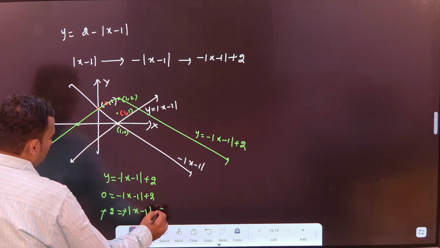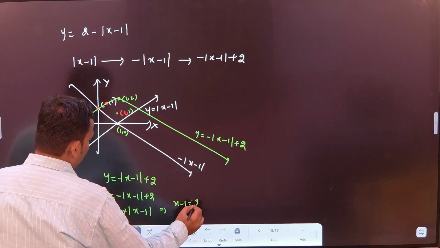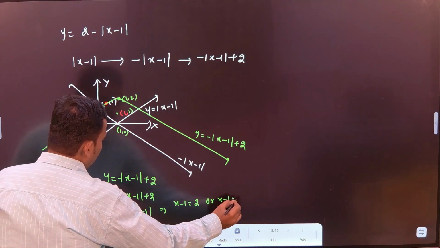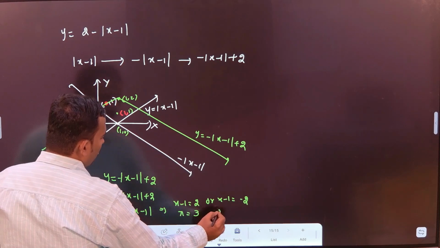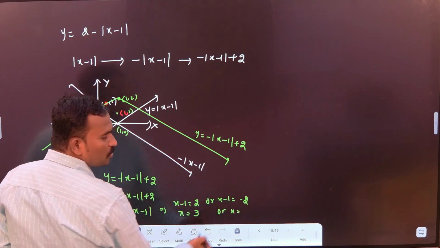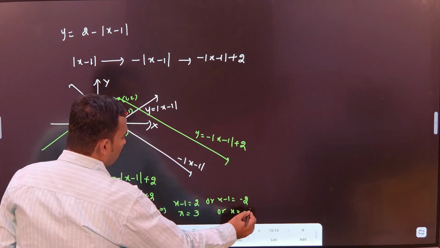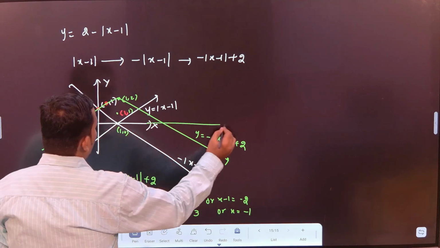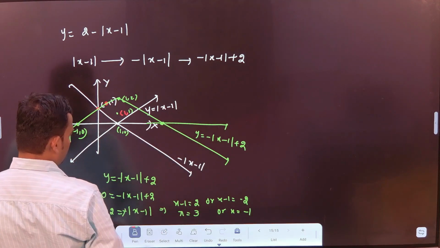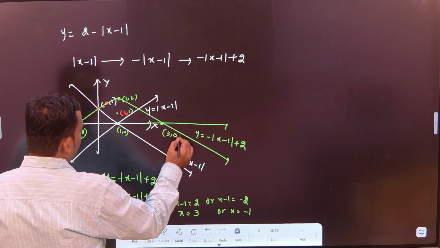So minus cancels, x minus 1 is equal to 2 or x minus 1 is equal to minus 2. So x is equal to 3 or x is equal to minus 2 plus 1, which is minus 1. So this is minus 1 comma 0, and this point is 3 comma 0. Clear?